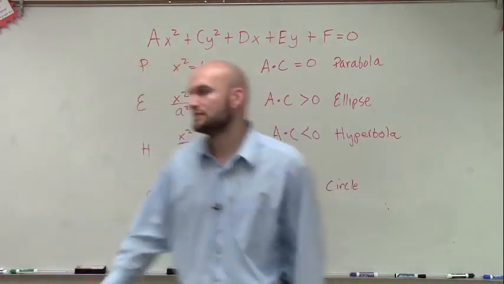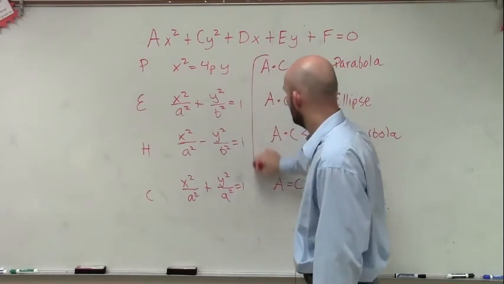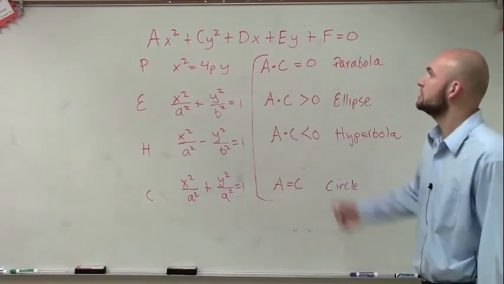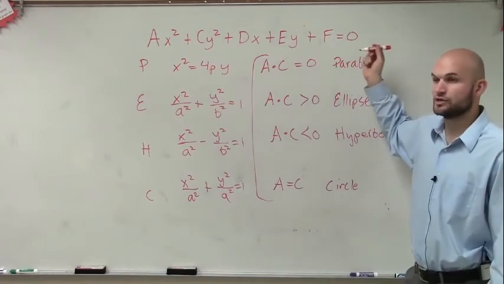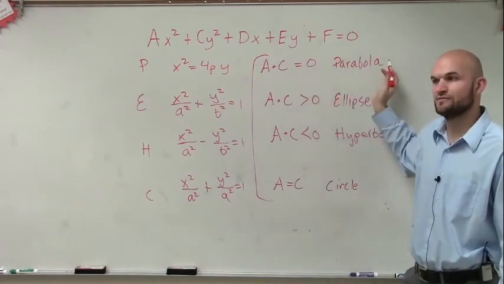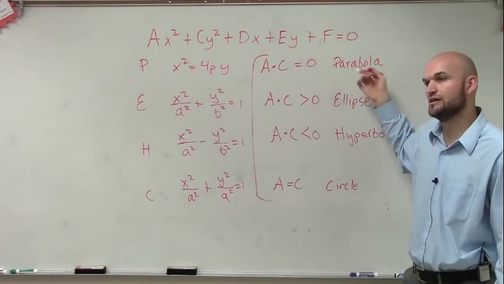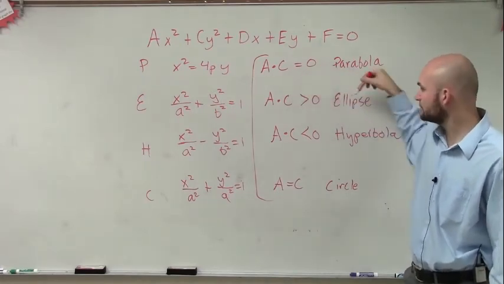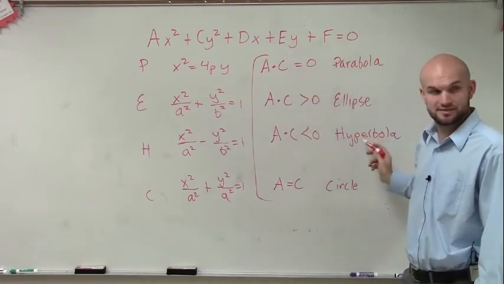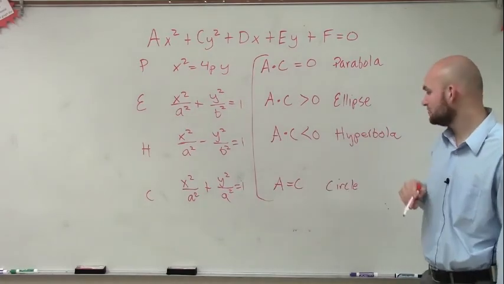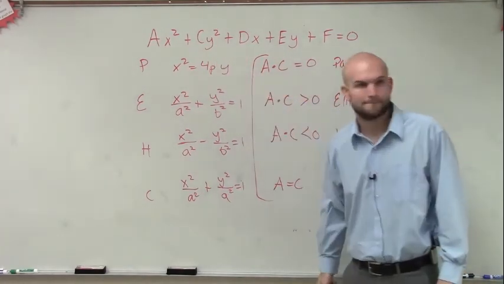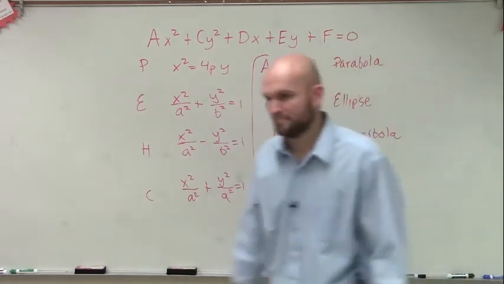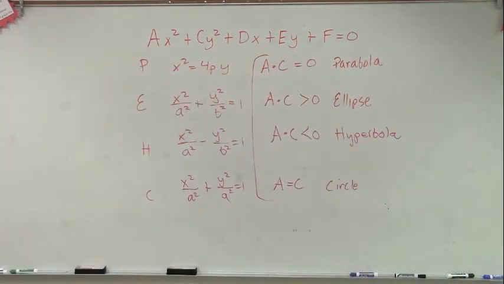So these are going to be your main points you guys are going to want to know. If I give you an equation in this format, all you need to understand is: if a times c equals 0, you have a parabola. A times c greater than 0, you have an ellipse. A times c less than 0, you have a hyperbola. And if a is equal to c, then you know you have a circle when it's in this format. Okay? That's it.